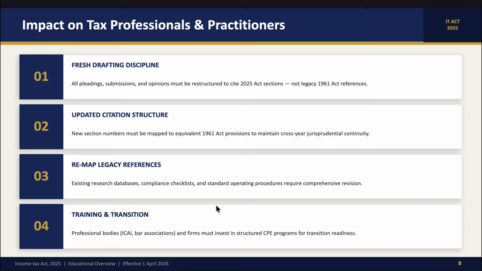Existing research databases, compliance checklists, and standard operating procedures require comprehensive revision. This is a one-time thing and that needs to be done. And I think people are already on the go because we are just about to welcome the new tax year. So, training in transition is important. Professional bodies, ICAI, bar associations, and firms must invest in structured CPE programs. Yes, the CA Institute is anyway doing it.